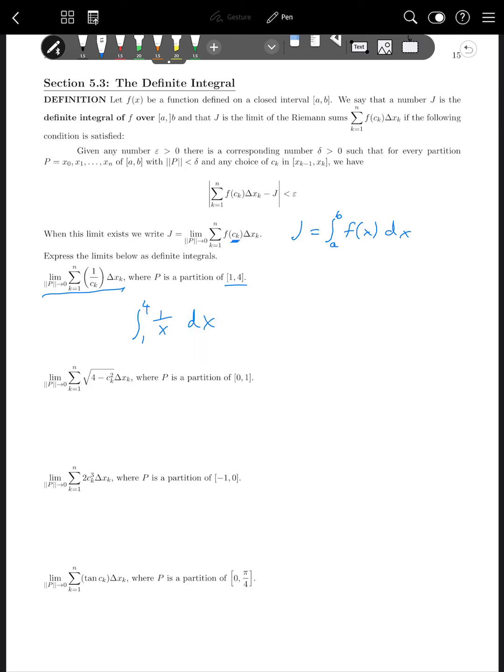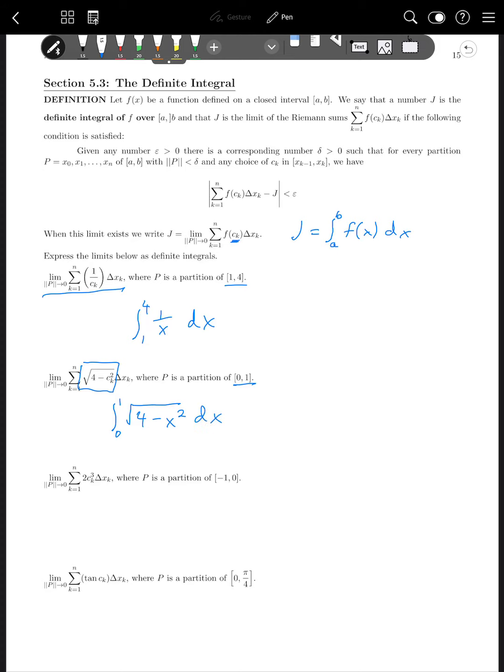So the next one, we write the integral symbol. Our partition is from 0 to 1, so at the bottom of the integral symbol, we put the beginning of our interval, which is 0, and then where we end, and then we write the square root of 4 minus x squared. We simply take the expression that's inside the sum and replace c sub k with x. And then we finish it off by writing dx.